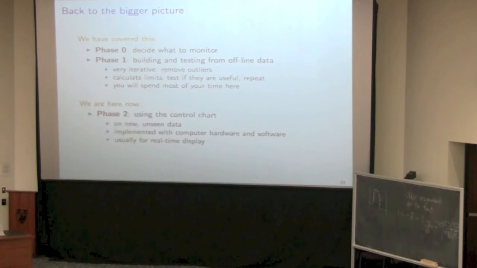Okay, so we've got our limits now. We've got my phase zero, I've done my phase one, and I've spent a lot of time there iteratively refining those limits. Now we want to go see how that chart works in practice. So that's phase two. Go test your chart on new data that you've never used before.